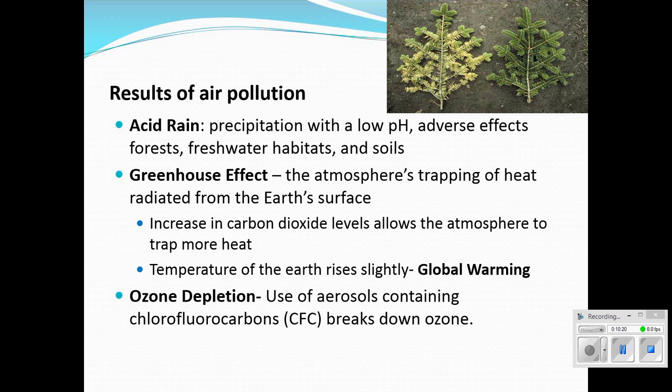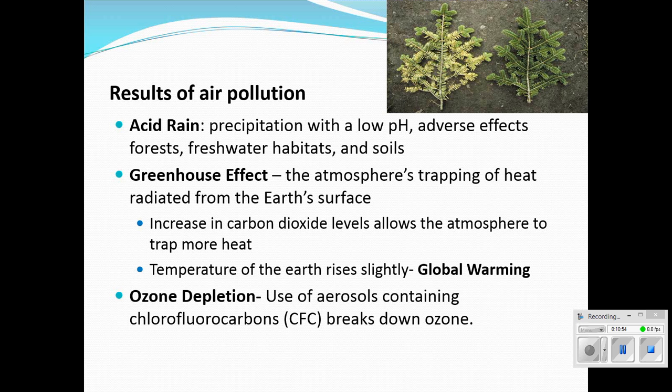They've been talking about it a lot. It's more so called climate change now because we're not exactly sure what's happening with the earth and its fluctuations of its temperature, because science is an ever evolving thing and we're learning more and more every day. So another result of air pollution is ozone depletion. The use of aerosols containing chlorofluorocarbons, or CFCs, breaks down the ozone. So if you've heard of a hole in the ozone layer, that's what does that.